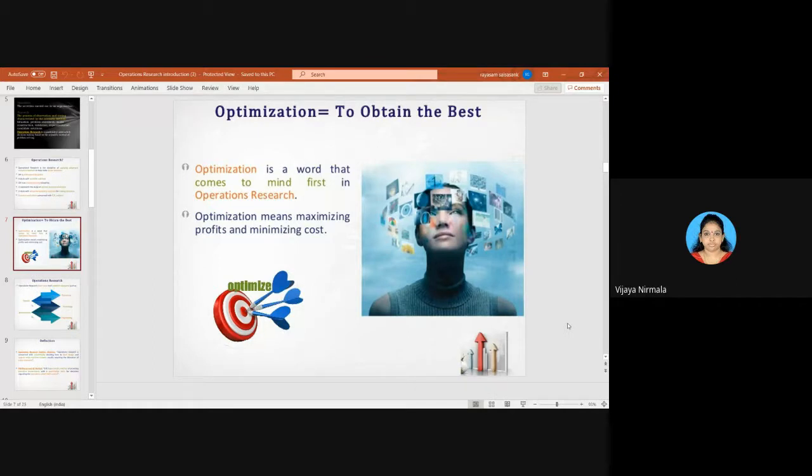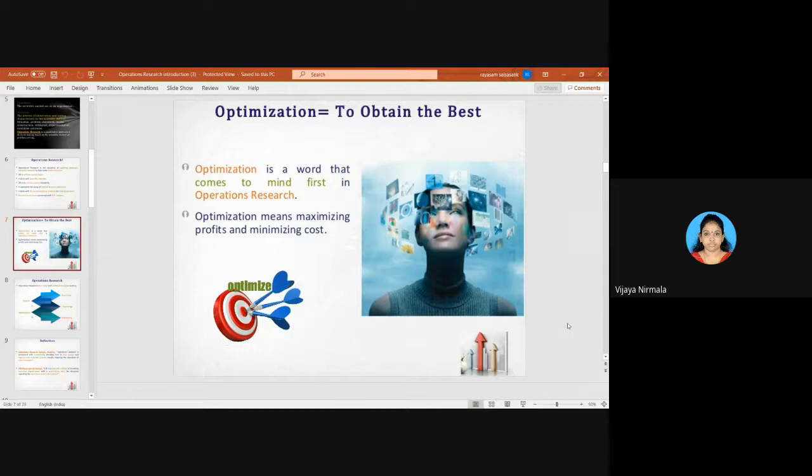Okay, so see, optimization is the word that comes to mind first in operations research. So when you are thinking about operations research, the first word that has to come to your mind is optimization. This is the first word. When you think of operations research, you need to think of optimization. Optimization means, you can see in the next line, maximizing the profits and minimizing the cost.